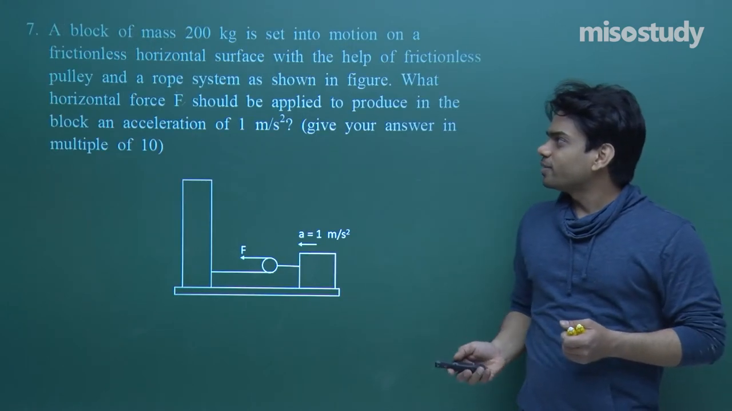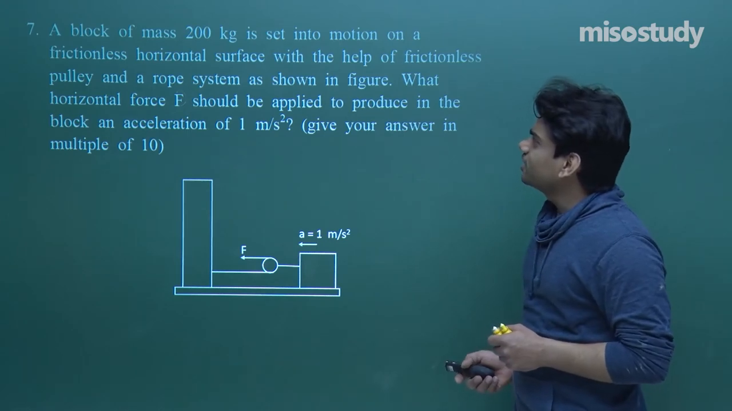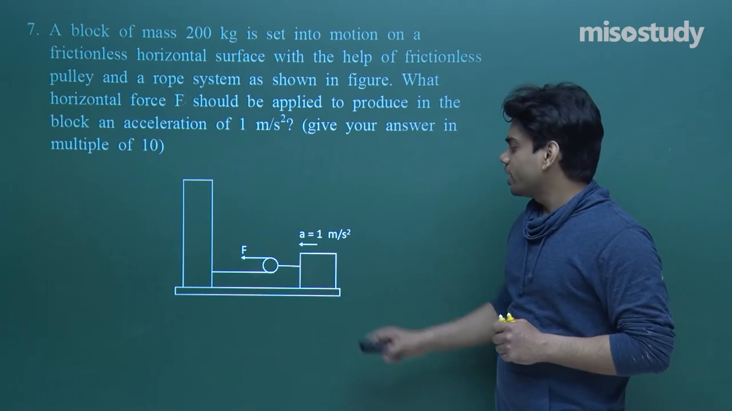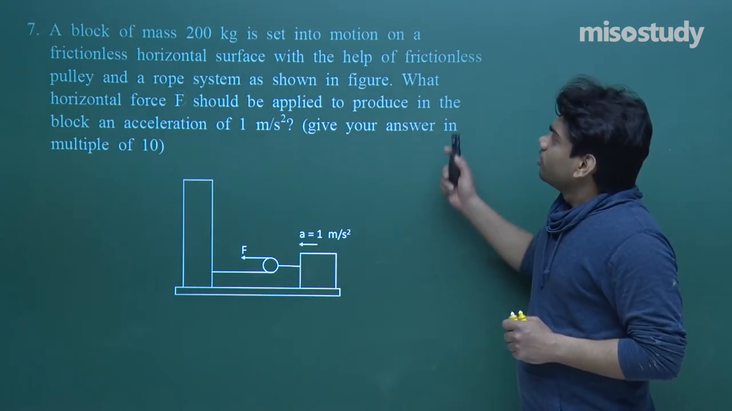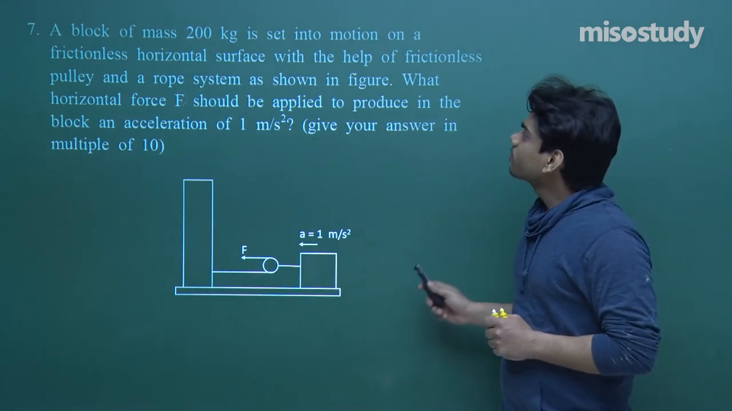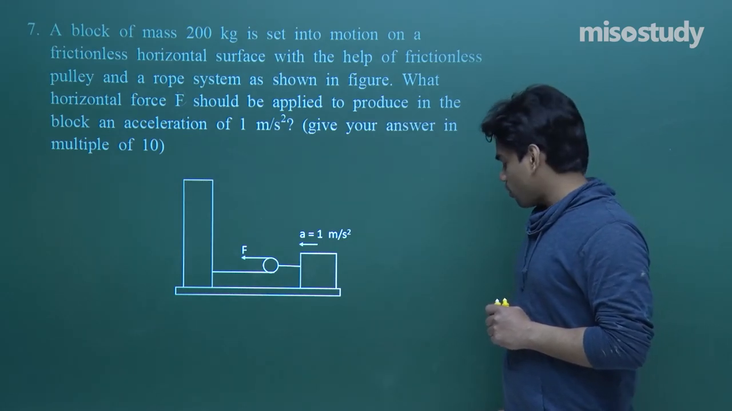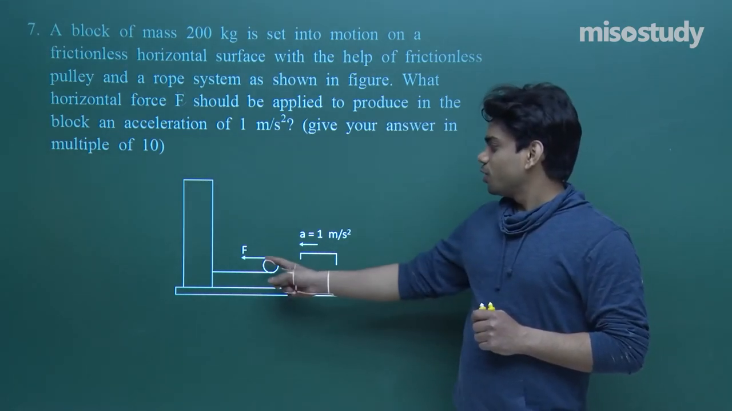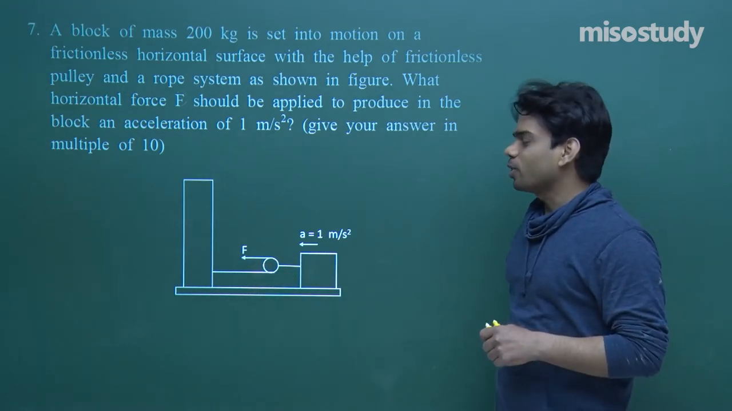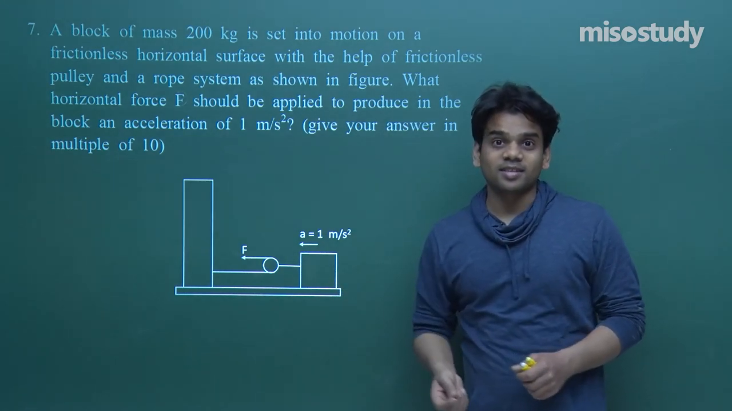Question number 7, again an integer type. A block of mass 200 kg is set into motion on a frictionless horizontal surface with the help of a frictionless pulley and a rope system as shown. You can see the system. What horizontal force F should be applied to produce in the block an acceleration of 1 meter per square second? Give your answer in multiples of 10. Such things can also be given so that you get the answer as an integer.